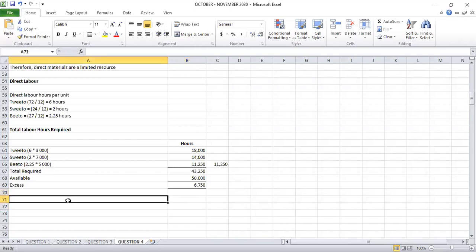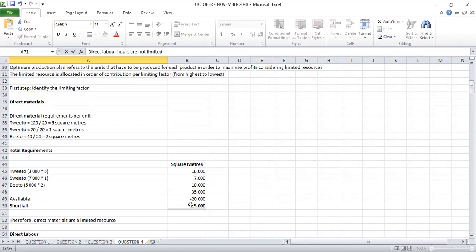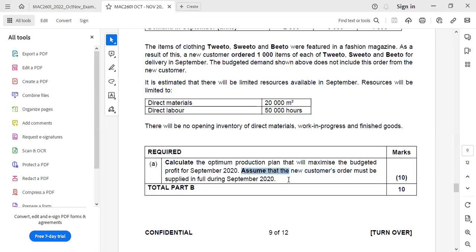Right, then, so that means direct labor hours are not limited. So we don't even have to worry about them. So that means we'll no longer talk about labor hours. They are not an issue. We have enough labor hours to cater for our production process. So we'll ignore labor hours. So our focus now will be on the direct material. We have to find a way of cutting our production so that we use these 20,000 available square meters in the best possible manner. But we are told that the new customer's order must be supplied in full.